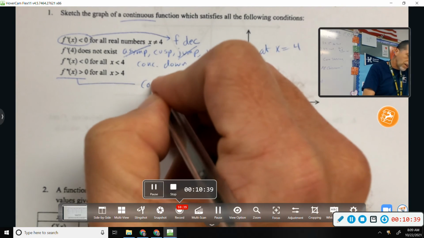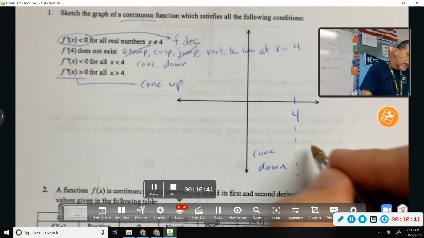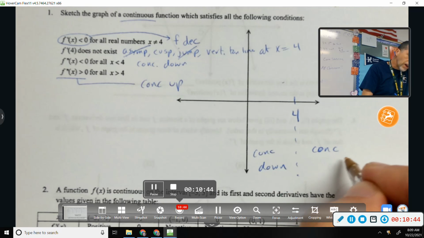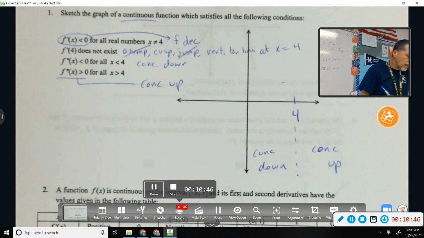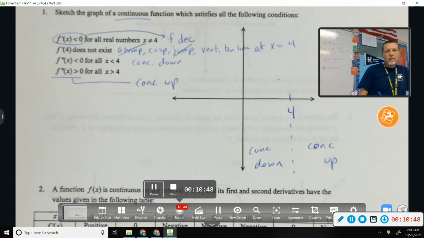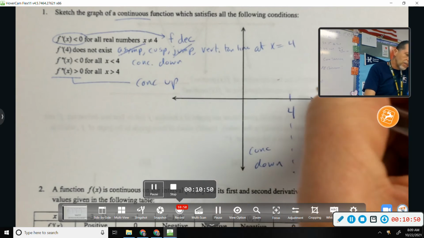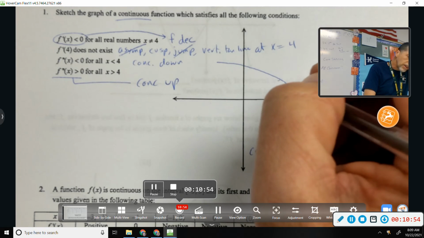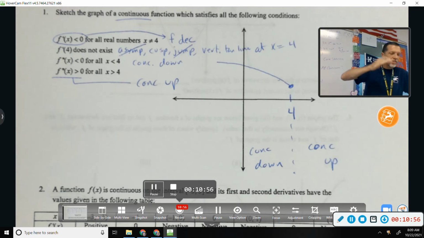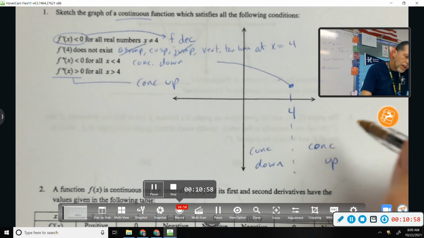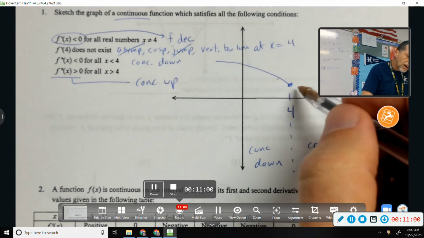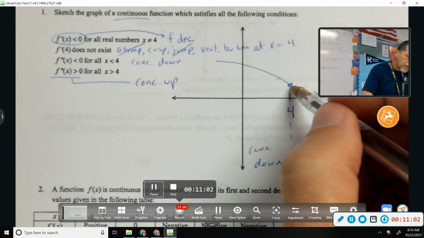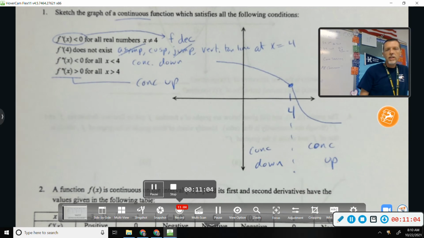Concave up. So I need to be decreasing the whole way, but I need to be concave down. So decreasing concave down until I get to 4. And then 4 is either a vertical tangent line or a cusp, either way. And then I need to be decreasing concave up. So I need to sort of make this a sharp turn. Decreasing but concave up.